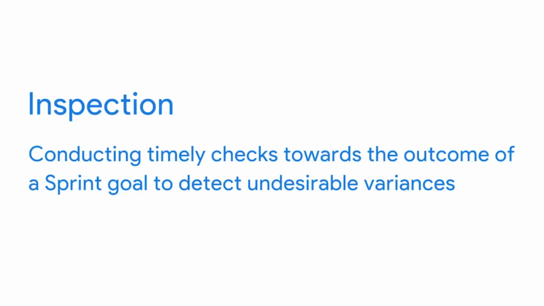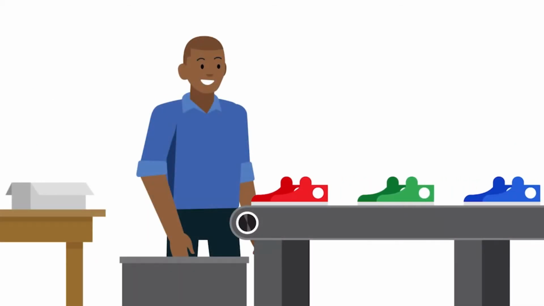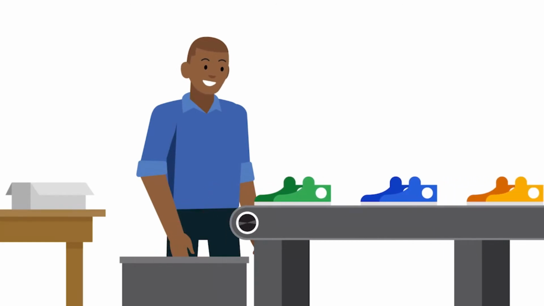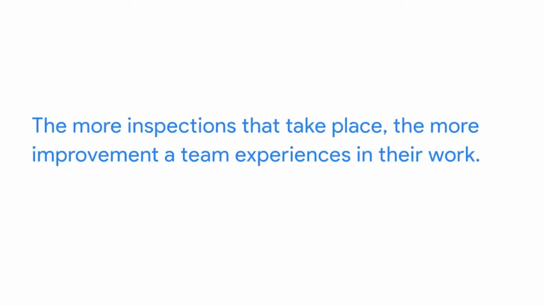The second pillar of Scrum is inspection. Inspection refers to conducting timely checks towards the outcome of a sprint goal to detect undesirable variances. This means that we're always checking in on our progress and deliverables so that we can detect any undesirable changes. When teams work in an Agile way, a stakeholder review of their work is a necessary opportunity for growth and progress. The more inspections that take place, the more improvement a team experiences in their work. There's real value to be gained from deliberate inspection while you have a chance to change and improve. Inspection also propels our next pillar, adaptation.